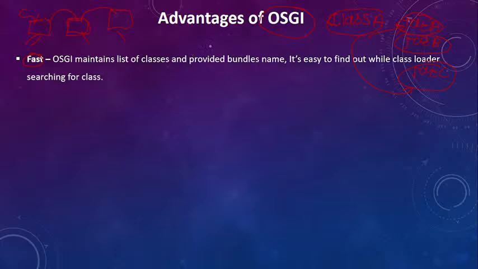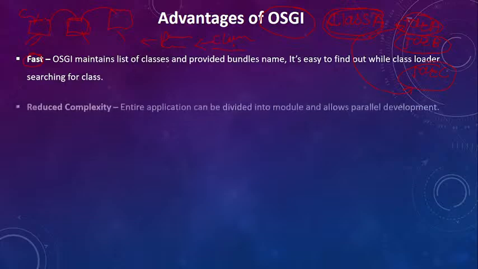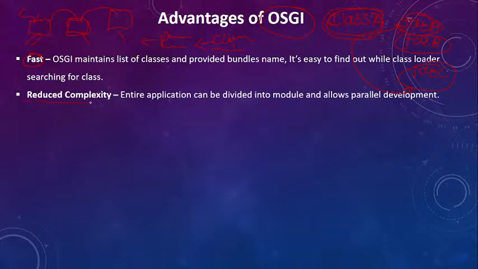It directly maintains the index, so it knows where this class is stored. For each class, and for the package as well, it generates an address, so it knows where it is in the project and directly picks it up. Because of that reason it is fast. It also reduces complexity. Now consider you have 10 modules, and you combine all these 10 modules and create one module.